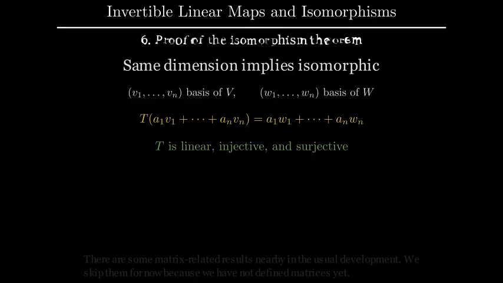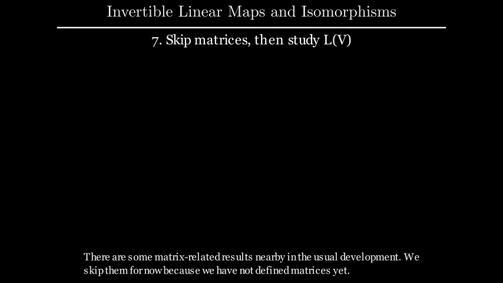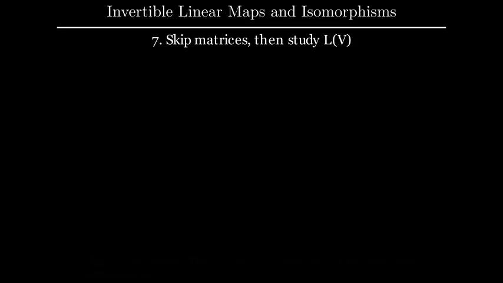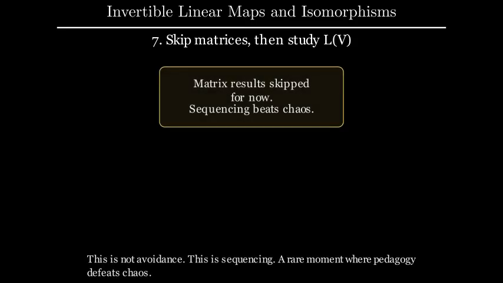There are some matrix-related results nearby in the usual development. We skip them for now because we have not defined matrices yet. This is not avoidance. This is sequencing, a rare moment where pedagogy defeats chaos.